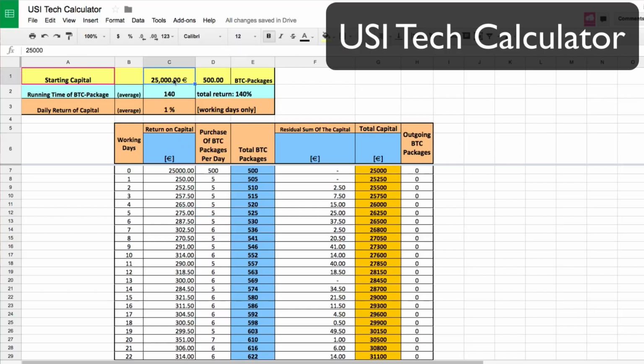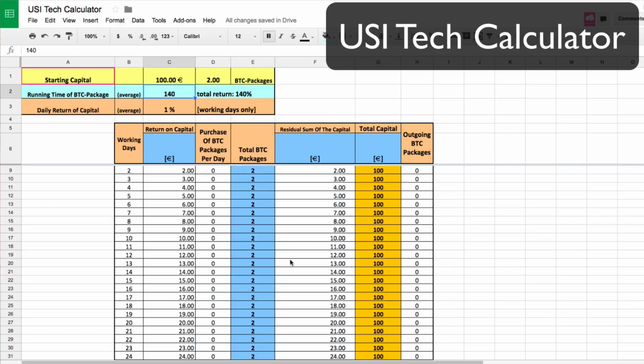Play with the calculator. Look, even if you start with 100, yeah, it's slower. It's way slower. You start with 2 packages. Yeah, it's going to be slow. But you know what? The numbers still come out. At that low amount, you're basically doubling at the 140. But then if you leave it in, it keeps going. 100 is pretty small, but yeah, that's 2 packages, right? You've got to start somewhere.